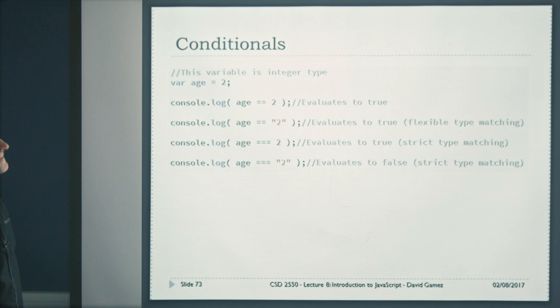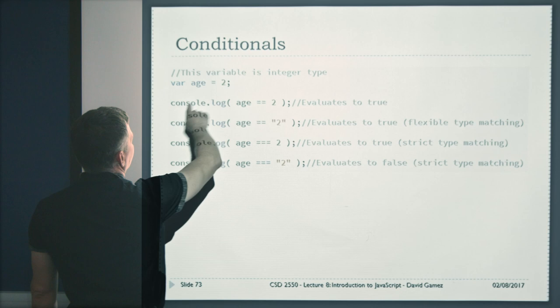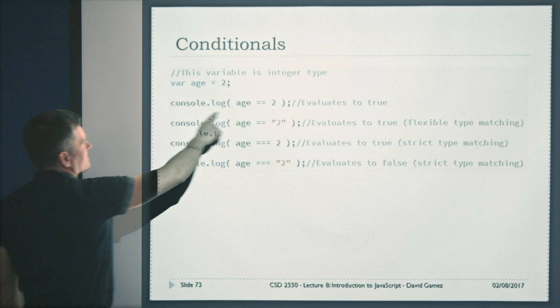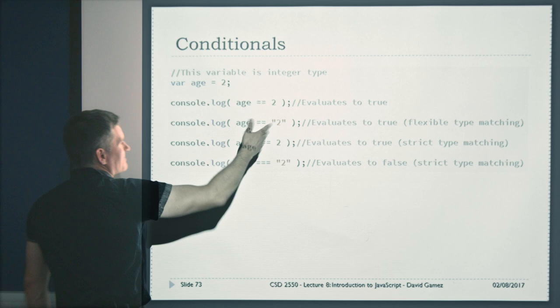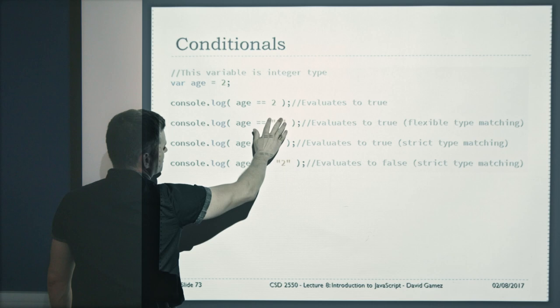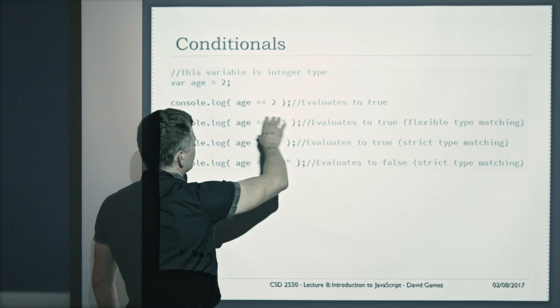So let's look at a little example here. Here you have var age equals 2, so this is of integer type. If we compare age to 2 with a double equals, then that's true, right? We're comparing an integer here and an integer here, so that's all fine. But with JavaScript, behind the scenes, it can be very flexible and dynamic. So if we compare age to a string 2 with a double equals, JavaScript will look inside the string, see if it can find the number 2, and if it can, it'll return true. So in this case, this will also evaluate to true.